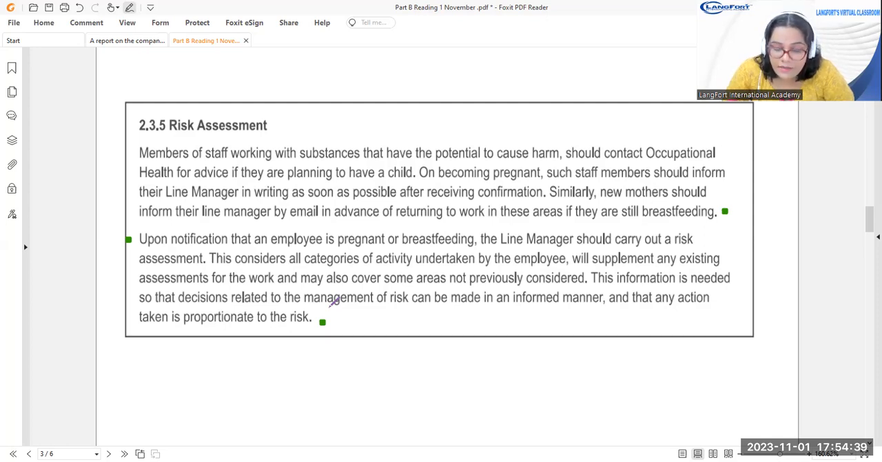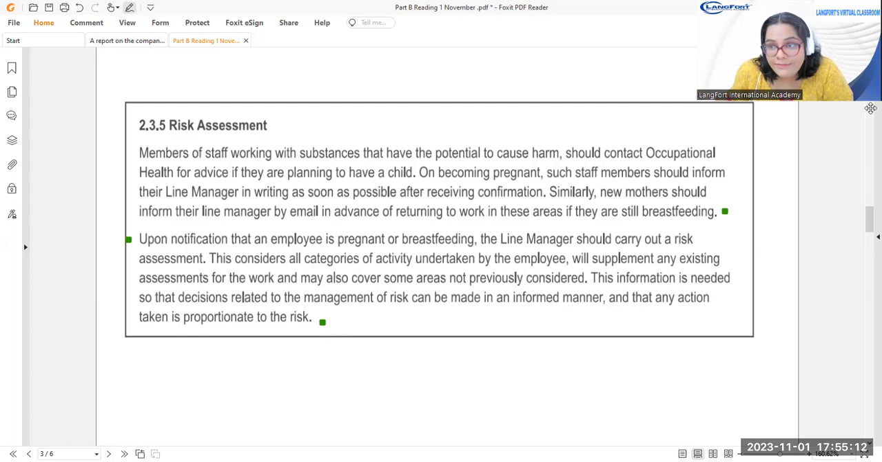Once they receive this notification from an employee, the line manager should carry out a risk assessment. The risk assessment will take into consideration all categories of the patient's work. It will also act as an extra piece of information when it comes to other assessments for the work, and it may also cover other areas that have not been taken into consideration before. The information they get from it is used to take decisions related to the management of risk, so they have enough knowledge on that, and it can also be used to take any action that is proportionate to, that matches, the risk.